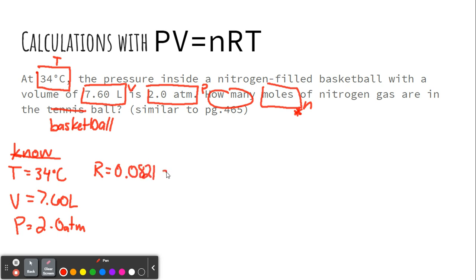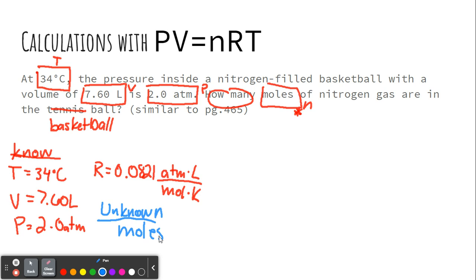0.0821 atmosphere times liters over mole times Kelvin. Okay, so we have to remember, even though this isn't given in the problem, this is a known variable. What we don't know, we'll change color here, is the number of moles of gas in the basketball. So that's what we're trying to determine.